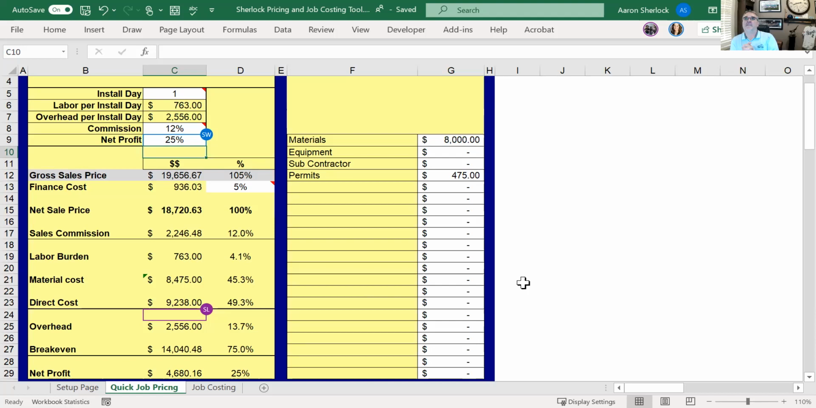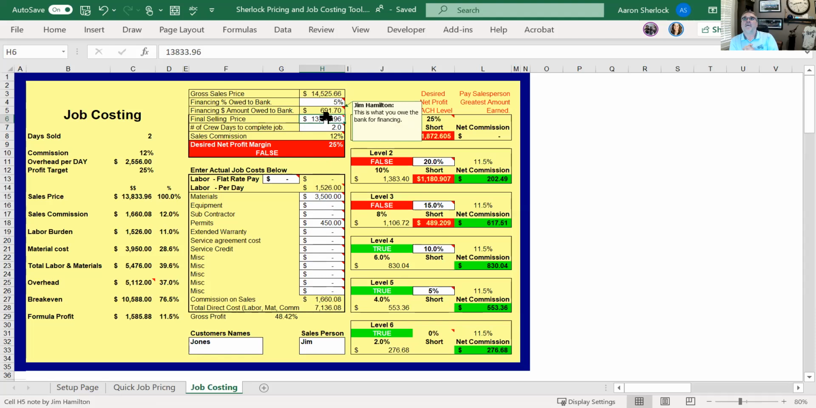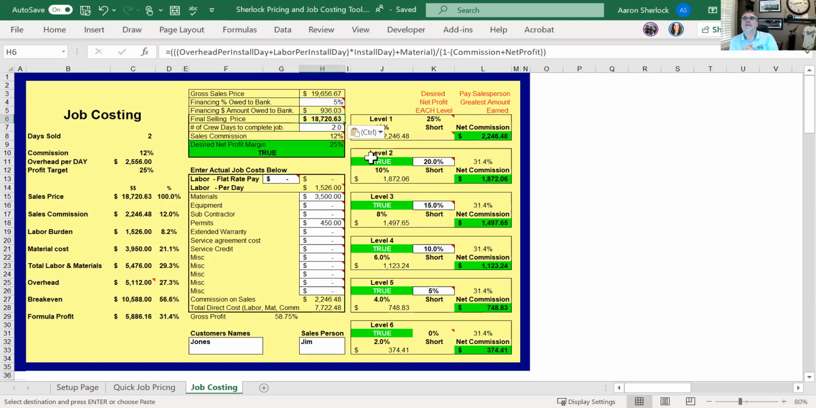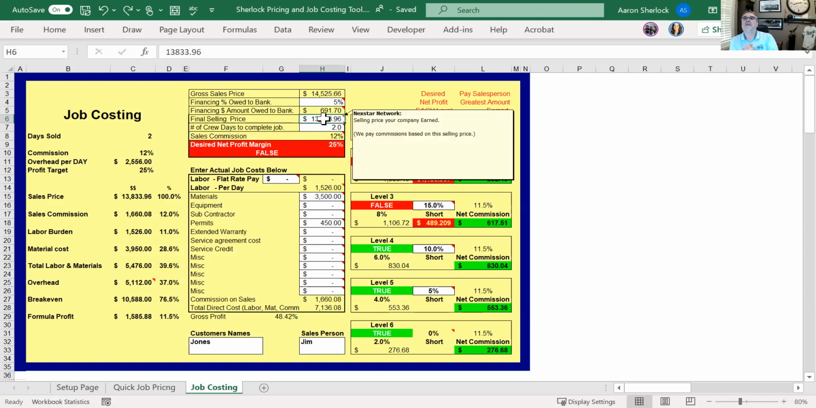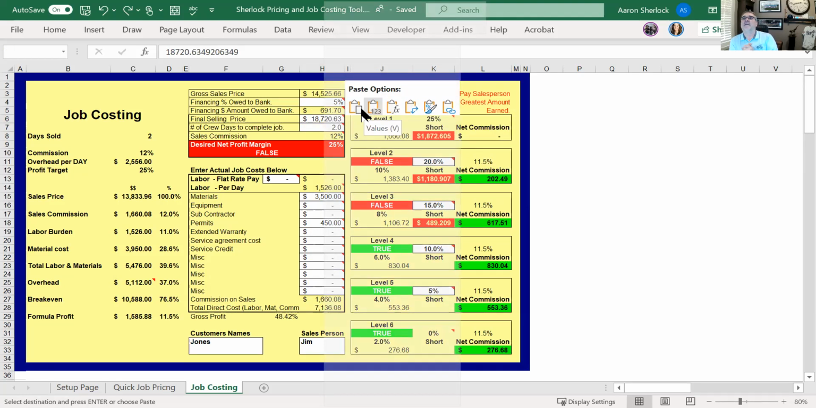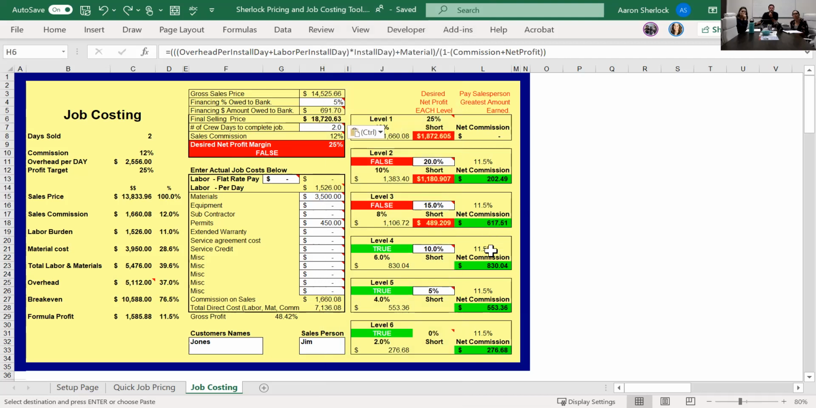Go ahead and put a 0. The 18,720.63, that's your net sale. You want to put in that 18,720.63 on the job costing. Yeah, right there. You want to paste the text. Right click it, hit that one, hit the number 1, 2, 3. There you go. That was it.